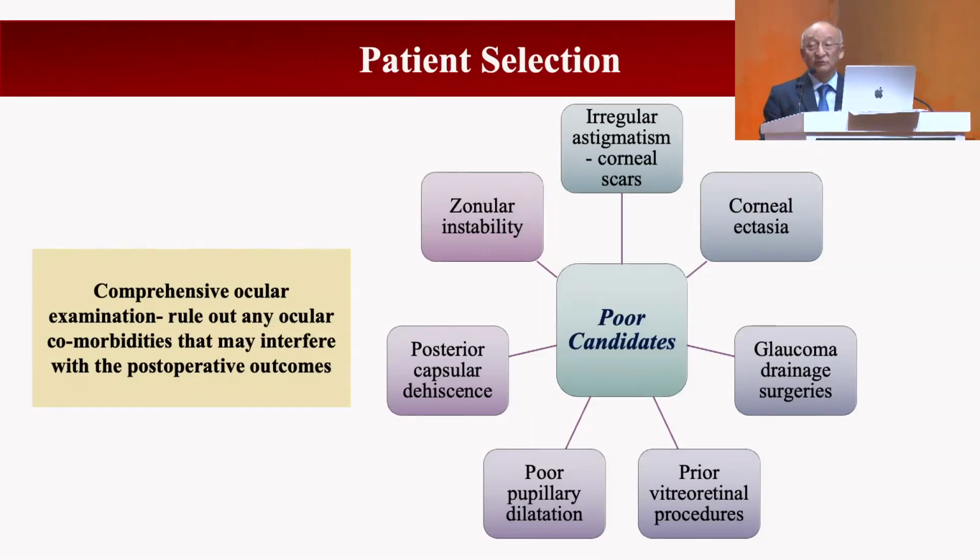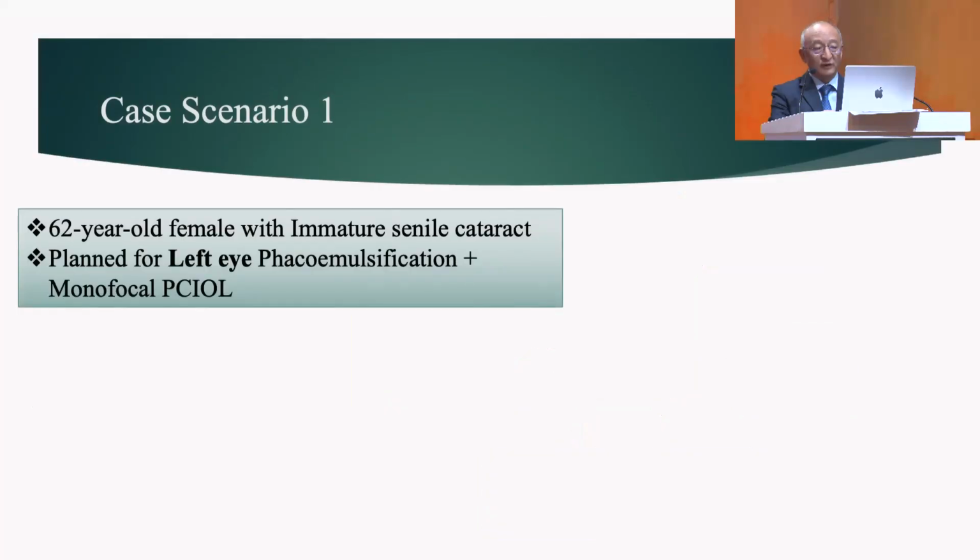These are cases where your toric lens may not work effectively. If you look into that: irregular astigmatism with a corneal scar, corneal ectasia, glaucoma drainage devices, prior vitreoretinal procedure, poor pupillary dilatation, posterior capsular dehiscence, or zonular instability, which Rakshit talked about. These are poor candidates. If you have a poor ocular surface also, that needs to be taken into consideration. Manage that first, then go for toric lens cases.